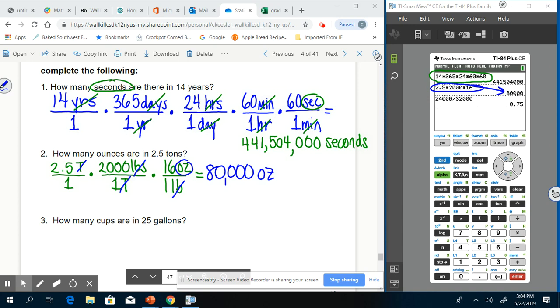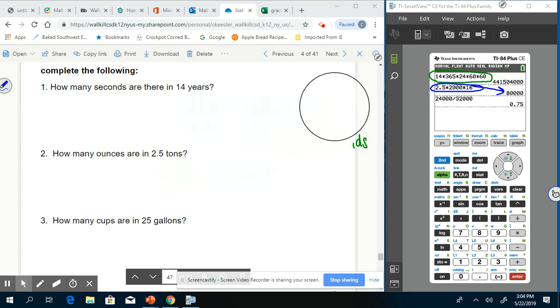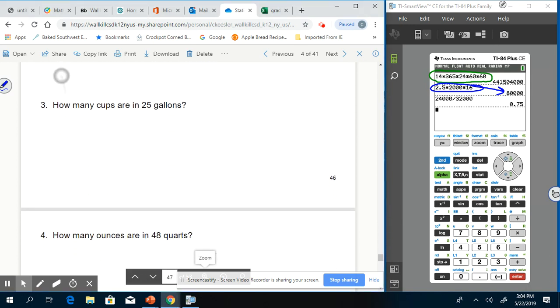Okay, so now I'm going to jump to number 8. Nope, not number 8 yet, number 5. To show you that sometimes you're not always having 1 in the denominator.